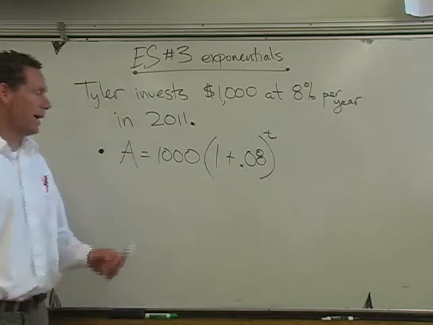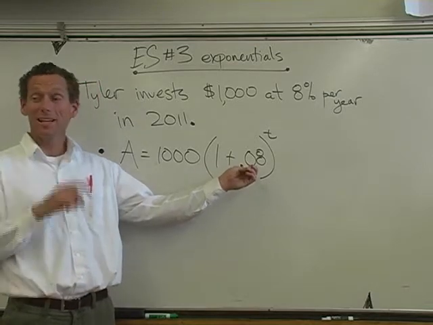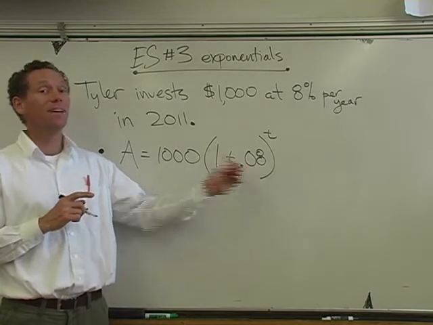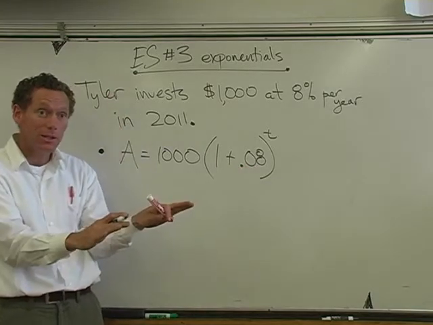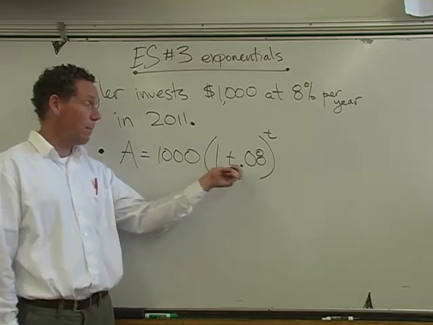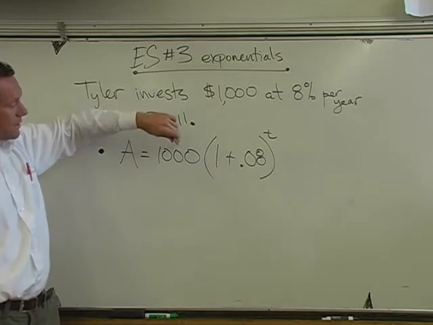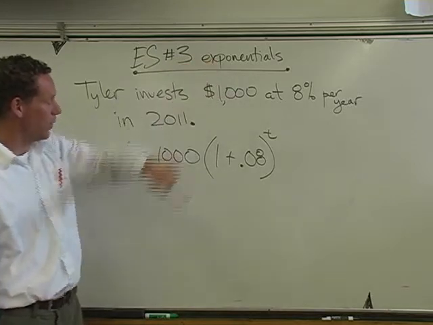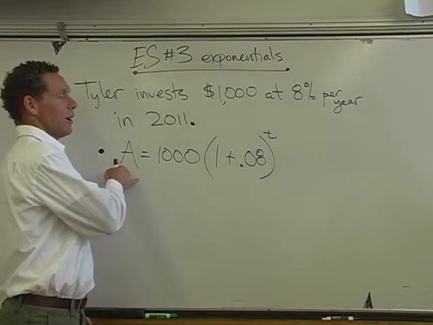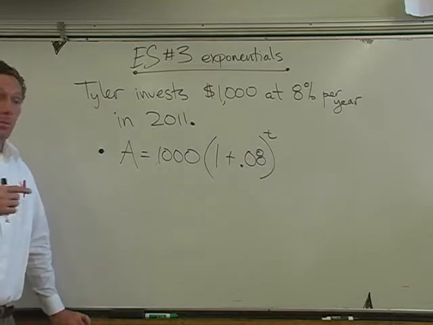Perfect. Okay, so this we call the multiplier. We start with 1, and because we're increasing by 8% per year, we're going to add 0.08. If this thing decreased exponentially at 8% per year, we would subtract, so it would be 1 minus 0.08. This is the original amount, the amount with which we start, and our two variables are A and t. So we have to clearly define the variables.